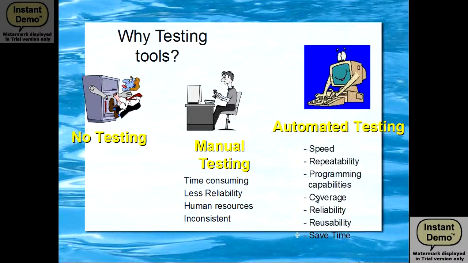Talking about the advantages, the coverage is more, the coverage is fast, and the result is reliable. The script which we get, we can reuse for the same application, maybe multiple times. So, in a nutshell, it will save time, particularly in the case of regression testing. Again, we will touch base on this in the later slides.